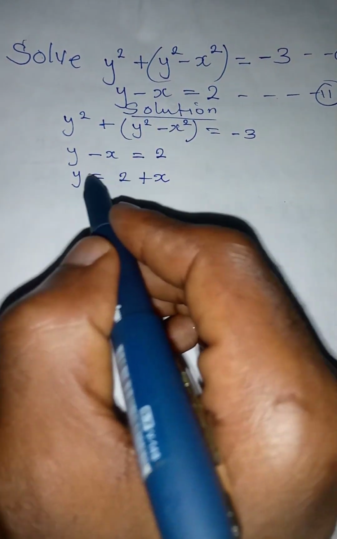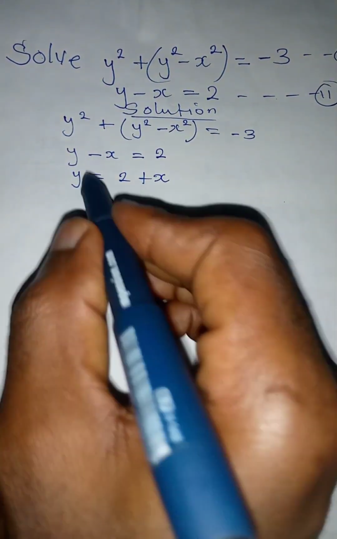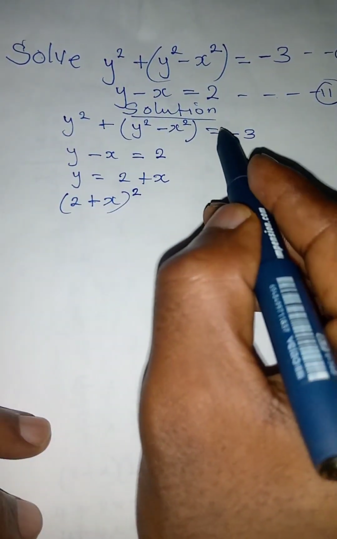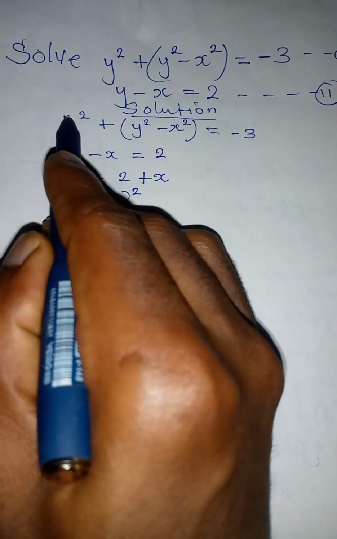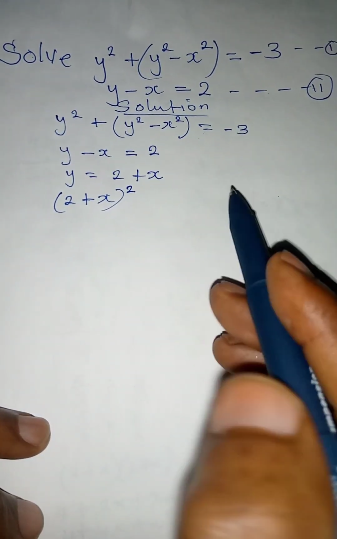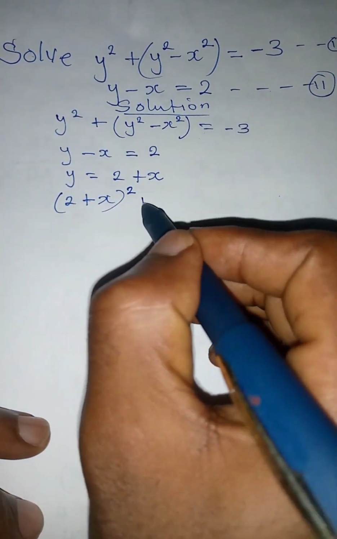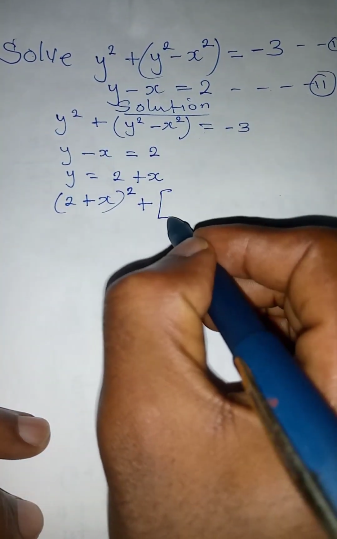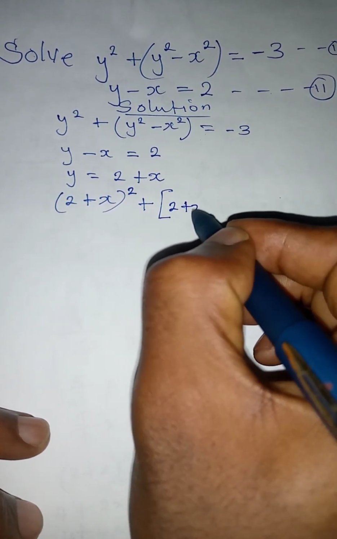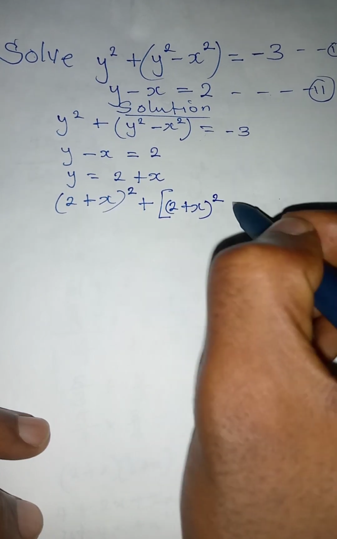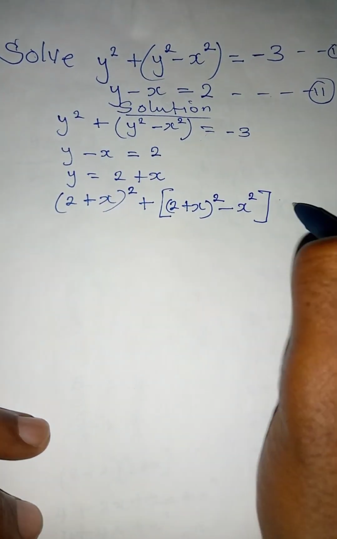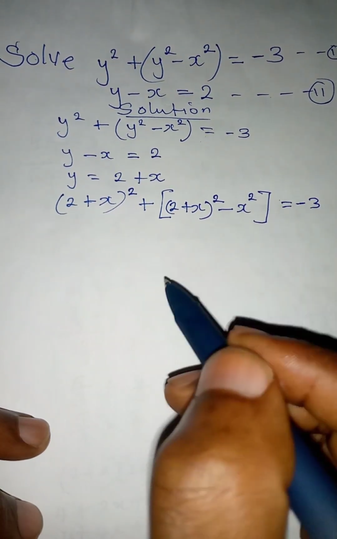And then I can put this value of y into equation 1, which is y squared plus open bracket y squared minus x squared close bracket equal to minus 3. So here now, I will have plus, in this bracket, I will have 2 plus x squared, then minus the x will still appear, that is x squared, then equal to minus 3.